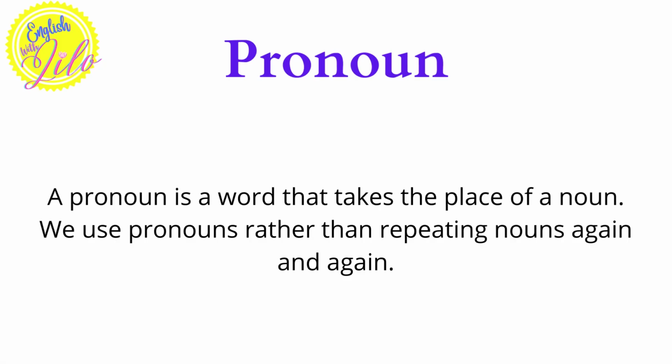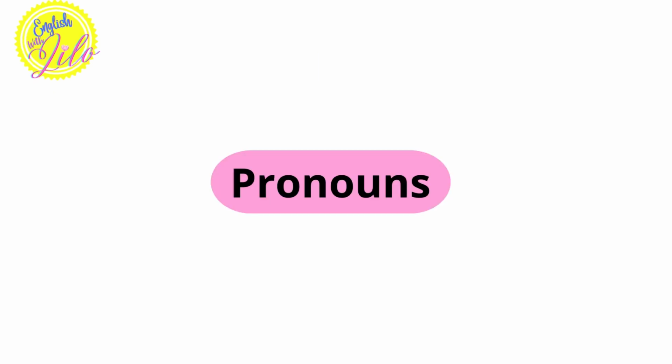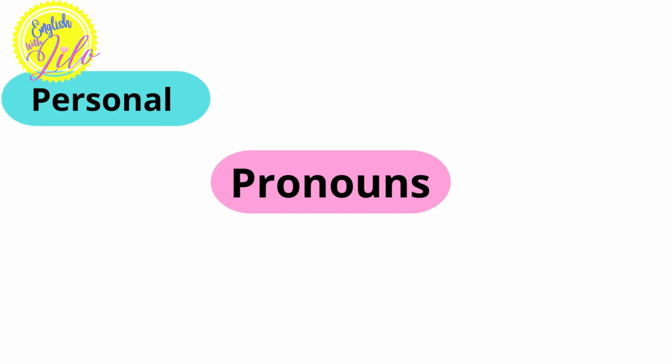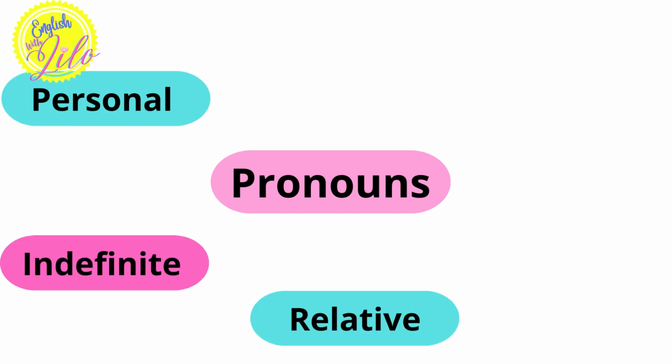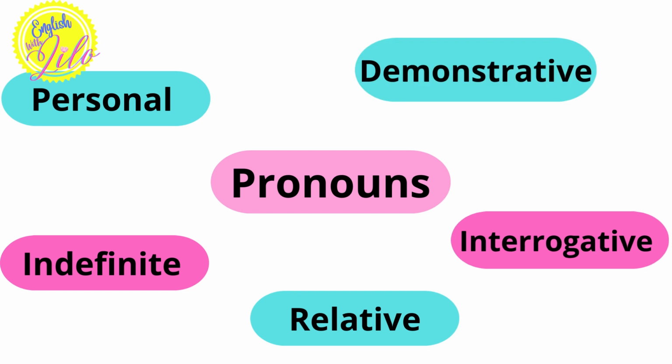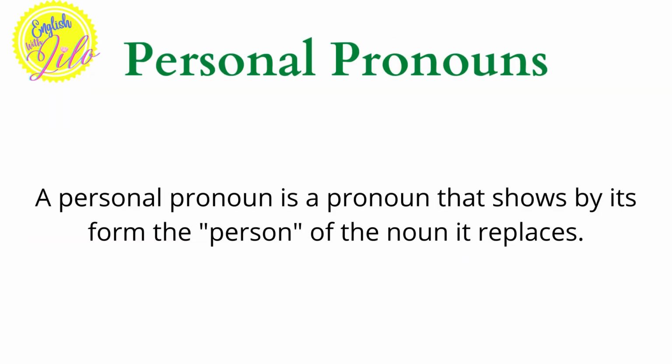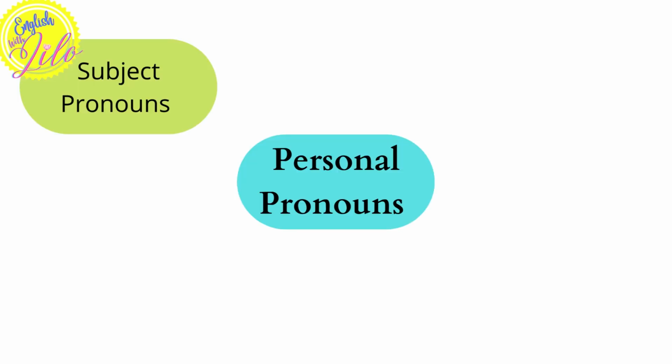A pronoun is a word that takes the place of a noun. We use pronouns rather than repeating nouns again and again. There are 5 major classes of pronouns: personal, indefinite, relative, interrogative, and demonstrative. A personal pronoun is a pronoun that shows by its form the person of the noun it replaces.